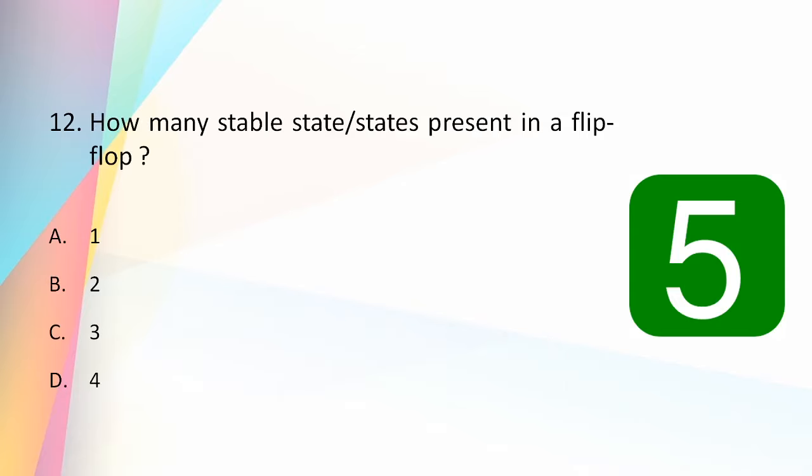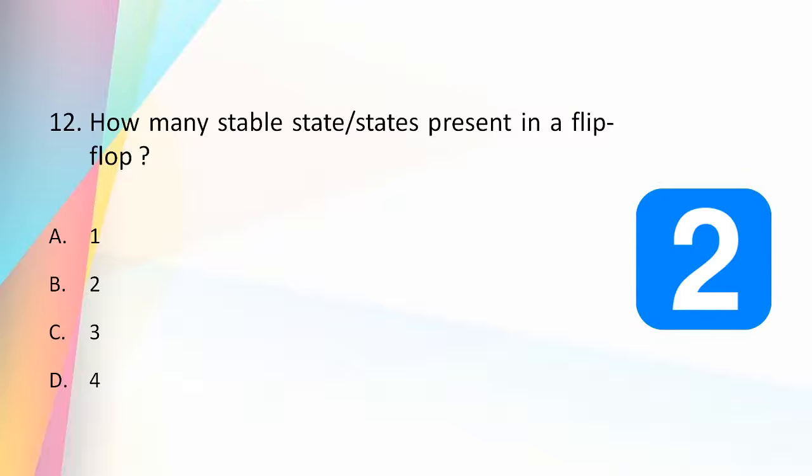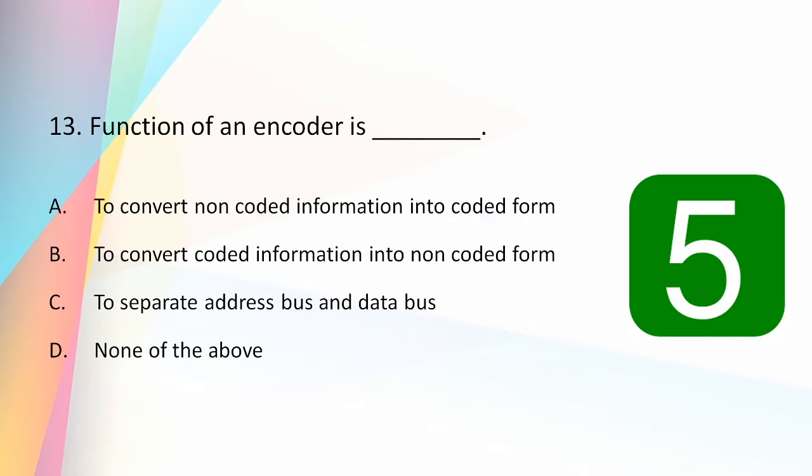How many stable state or states are present in a flip-flop? 1, 2, 3, 4. And here you go. And the answer is 2. Basically, flip-flop is a bistable multi-vibrator which has a 0 and 1 state. So the stable states are 2.